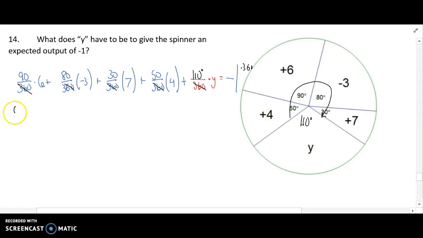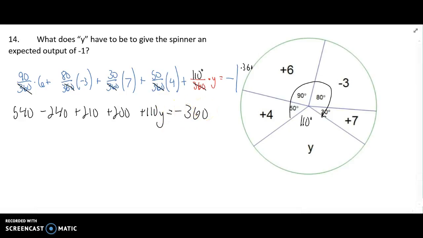90 times 6 is 540. 80 times negative 3 is negative 240. 30 times 7 is 210. 50 times 4 is 200. Plus 110y is equal to negative 360. In the next step, I combine all the like terms on the left-hand side to come up with this equation.